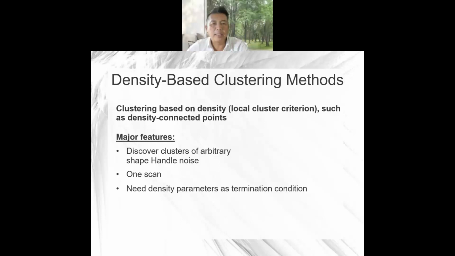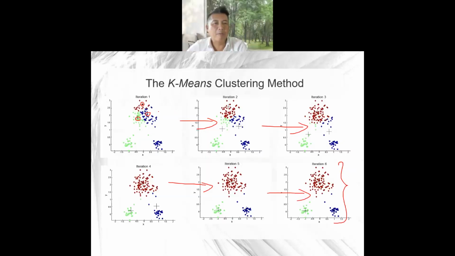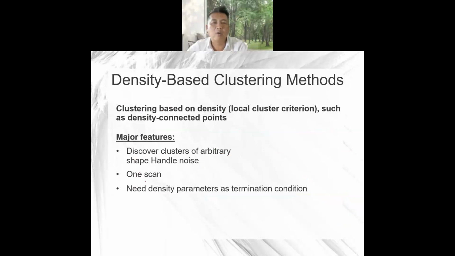Compared to this, even though we have performed the clustering here, we update the new center here, so we need to perform it one more time, until we reach this stage. So this one is 6 times scanning and 5 times changing the center. But for this one, we only need to do one scan only. It depends on the density parameter for the termination condition, meaning that we stop the algorithm.